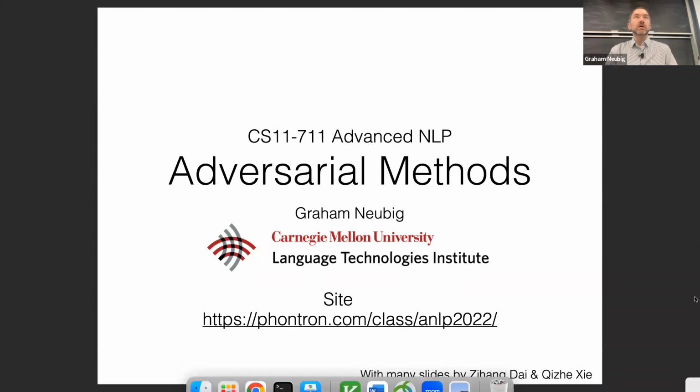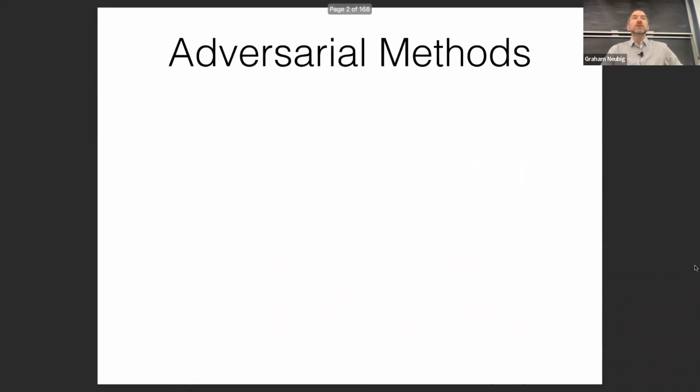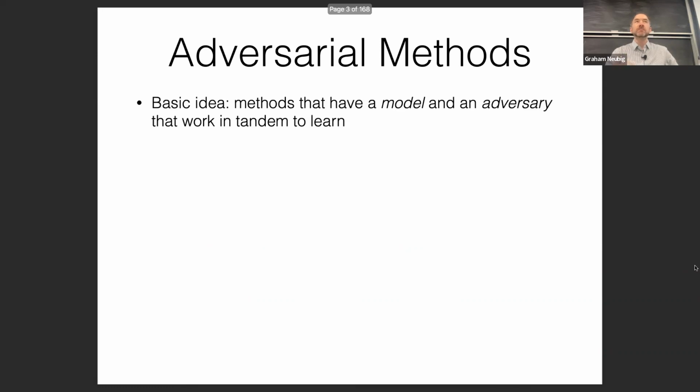So I guess I will get started. This time we're talking about adversarial methods, and adversarial methods basically refer to several different types of methods, but they all fall under the same general paradigm. The basic idea is that we have a model that we want to train or use in some way, and an adversary that works in tandem to learn that model or use that model appropriately.